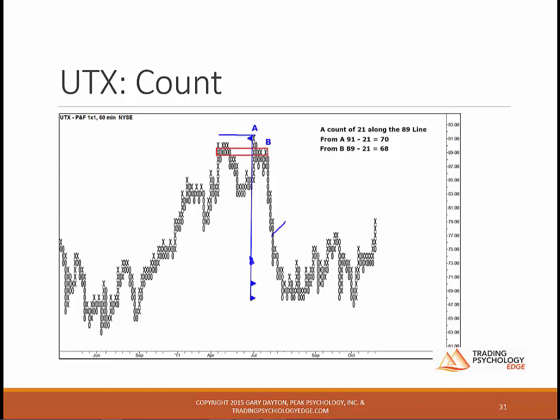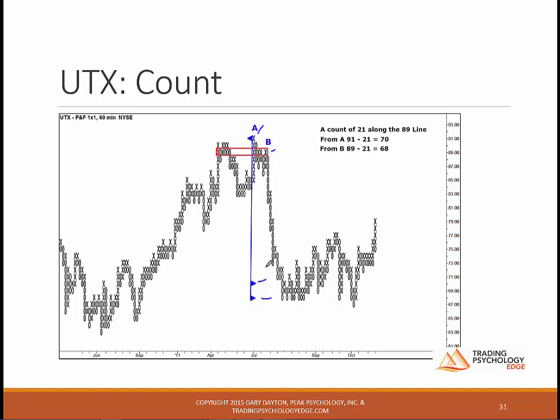which is on the B line, which is the 89 line. So we have a count of 21 figures, or 21 89s across the 89 line. And this is what Evans was talking about before. You can take the count conservatively from 91 here, A. So that would be 91 minus 21, which is 70, which is here. And we can also do another count from the 89 line. So 89 minus 21 is 68. And you can see that the market falls right in the middle there.